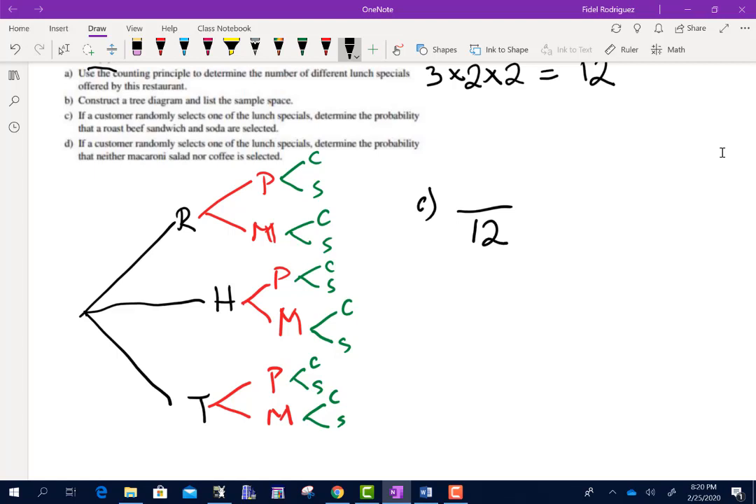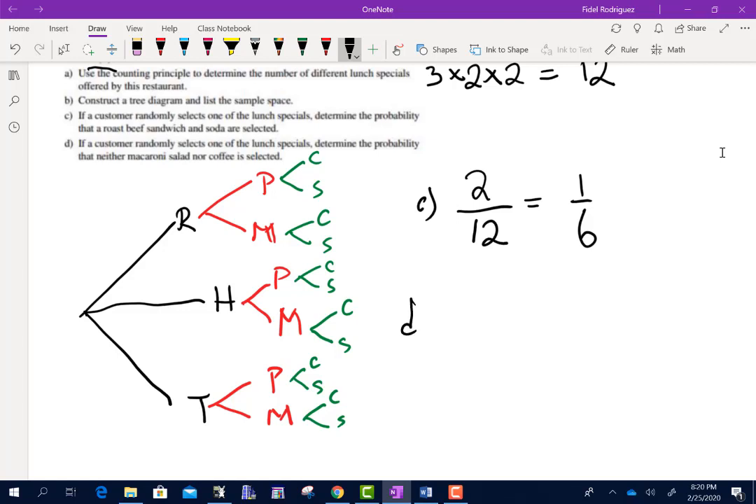So a roast beef sandwich, they can get potato salad and a soda, or they can get a roast beef sandwich, macaroni salad, and a soda. So there's 2 options here. So 2 out of the 12 would give me the same thing as 1 out of 6.